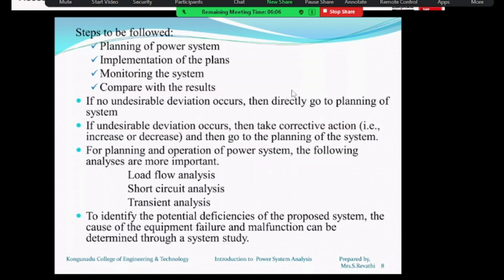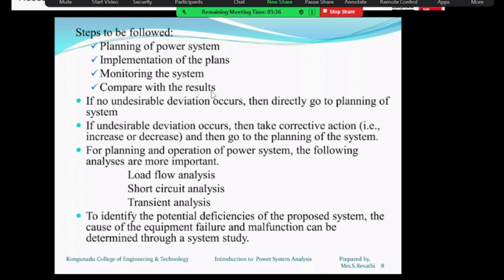So these are the steps to be followed in planning. Number one, the planning of the power system, and number two, the implementation of the plans. First of all, when we are doing any setup of a power system, we will do the planning, then we will implement that plan. And then we will monitor the system, and then we will compare with the results. As I already explained, first we do planning, then we implement that plan, and then we monitor to check the parameters of the overall system.